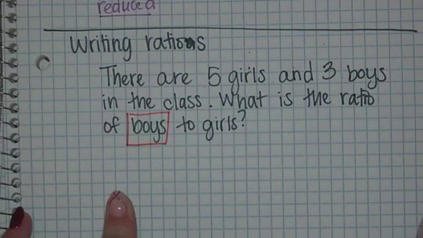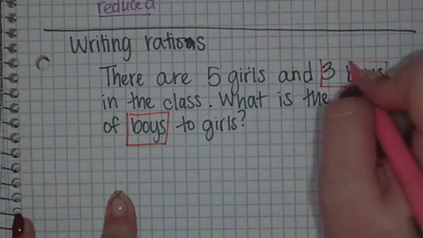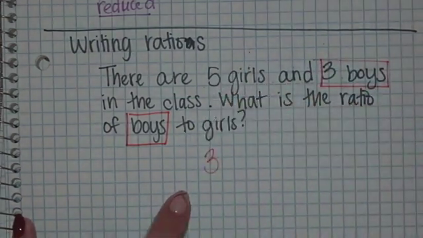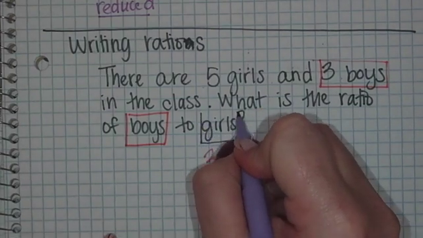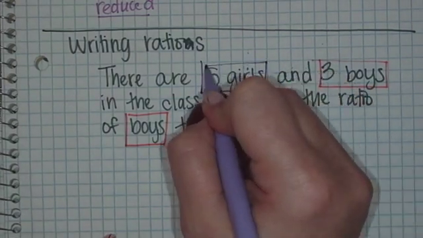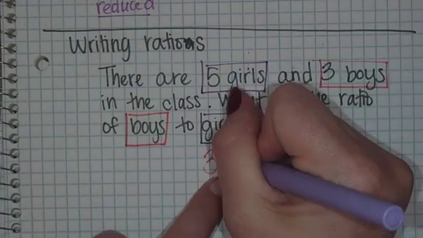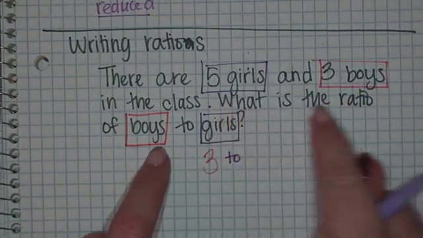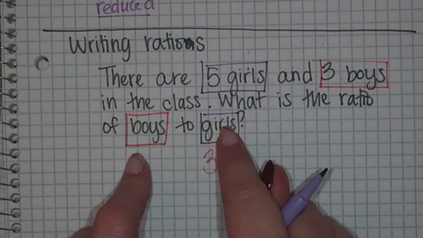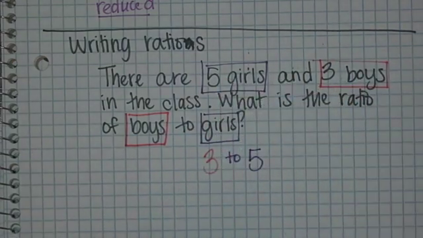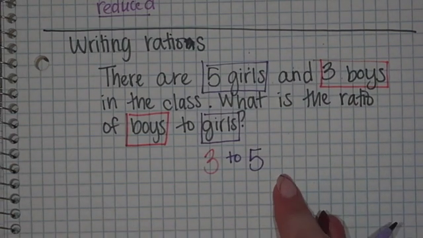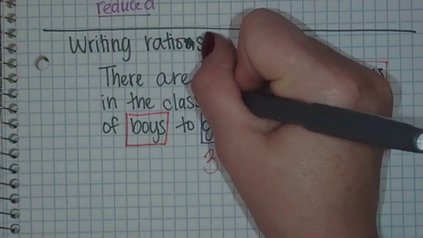So if I want to write the ratio of boys, this number has to be written first, so 3. And then our other number, girls. See how it says what is the ratio of boys to girls? So it's 3 to the number of girls, which is 5. So that's how you would write it. That's part A of that question.